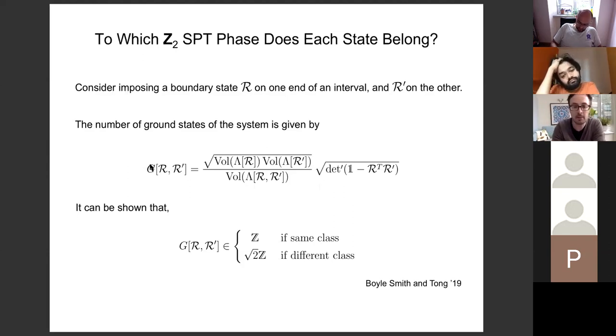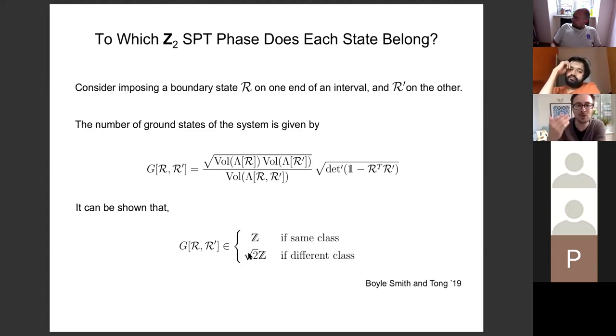In fact, in this paper last year, most of the paper was taken up with trying to understand the properties of this formula, because it's not obvious it's an integer because of all these square root factors. And in fact, it turns out it's not an integer. So it was quite a lot of work. But after a lot of work, we could show that this number was either an integer or it was square root of 2 times an integer. Remember, this is the number of ground states in a compact system. The number of ground states should always be an integer.